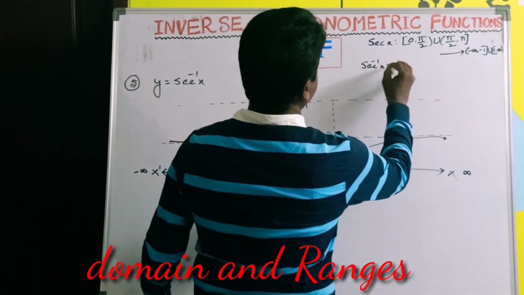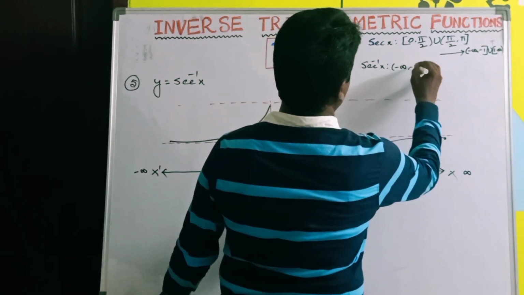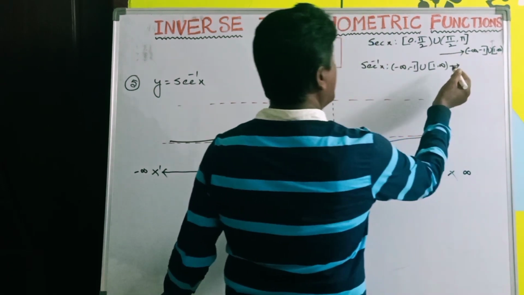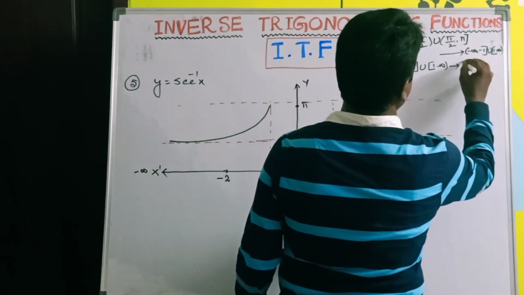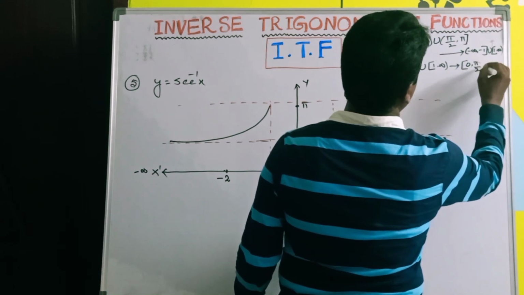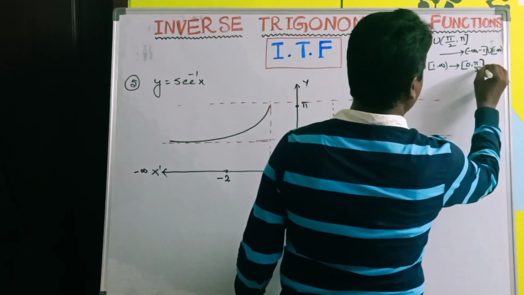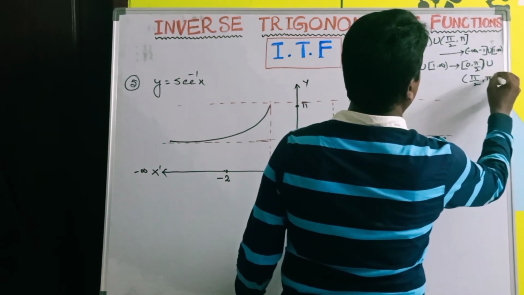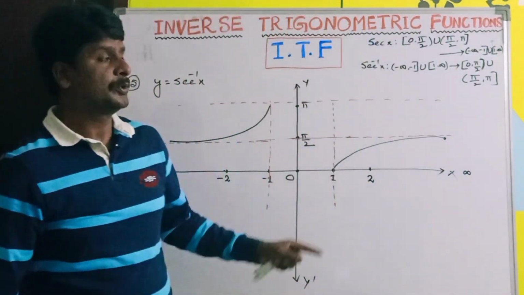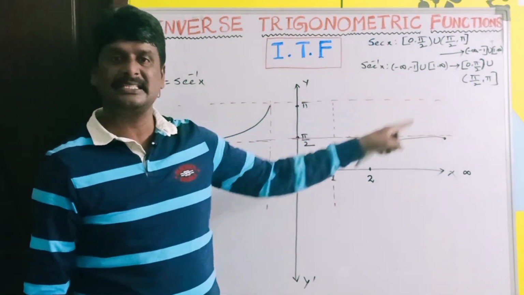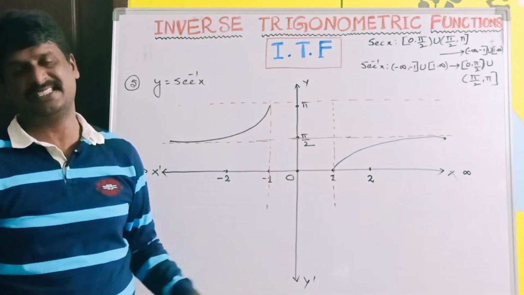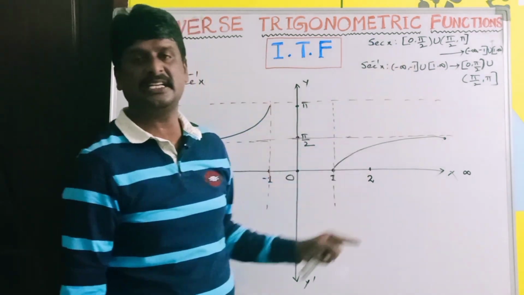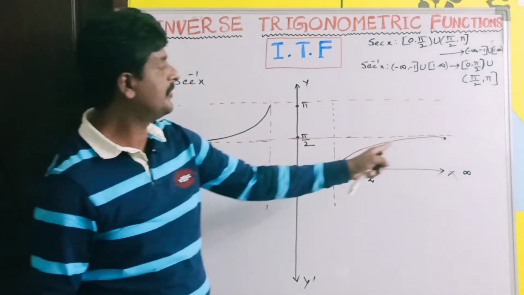What about secant inverse x? Its domain will be minus infinity comma minus 1 union 1 comma infinity too. The range is the same as the domain of secant x: 0 comma pi by 2 open union open pi by 2 comma closed pi. So these are the domain and ranges of secant x and secant inverse x. So the secant inverse x domain is minus infinity comma minus 1 closed union closed 1 comma infinity.